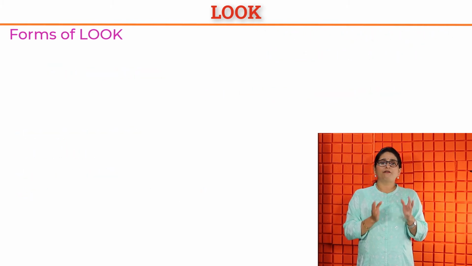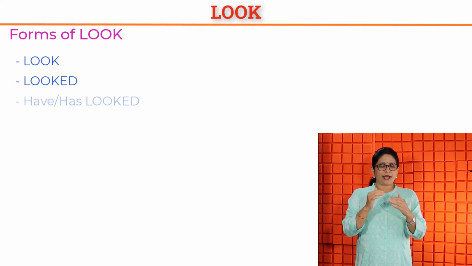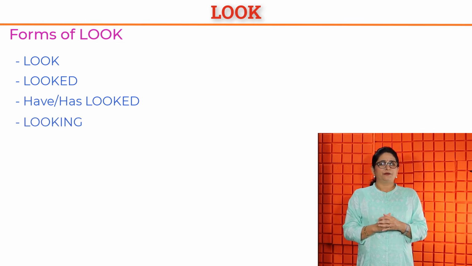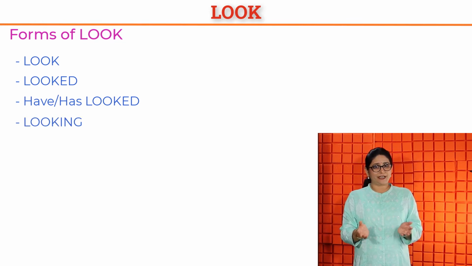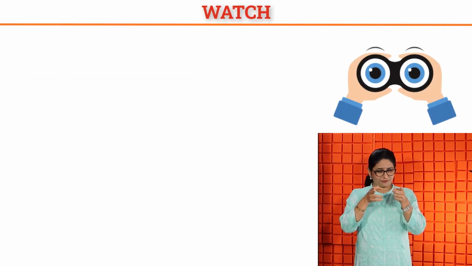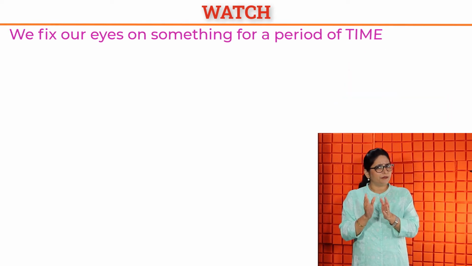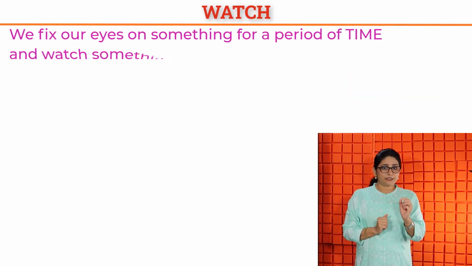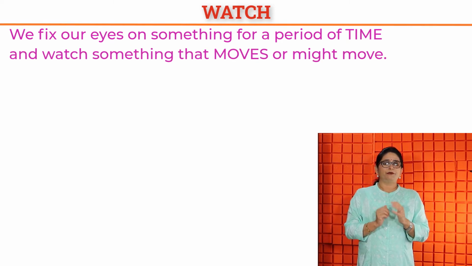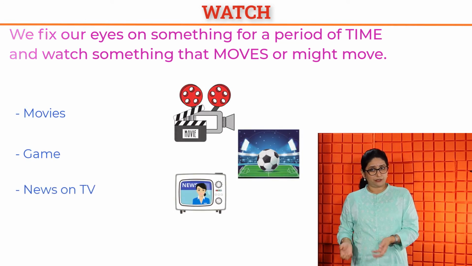Now forms of look are look, looked, have or has looked, and looking. We have finished seeing and looking. Now it's time to watch. What do we watch? We fix our eyes on something for a period of time and watch something that moves or might move. We watch movies, a game, the news on TV, the children.